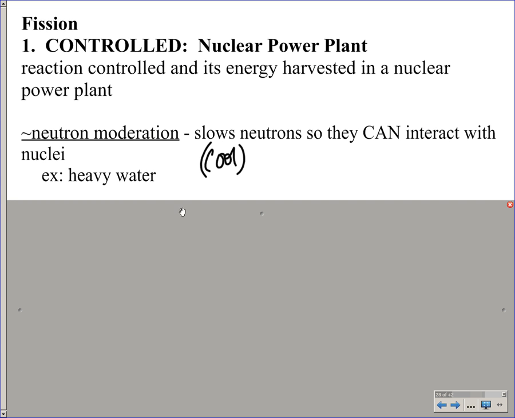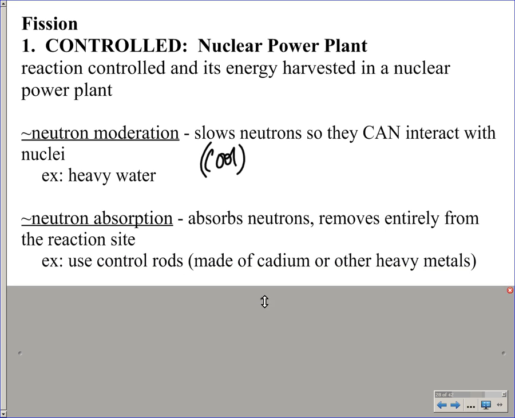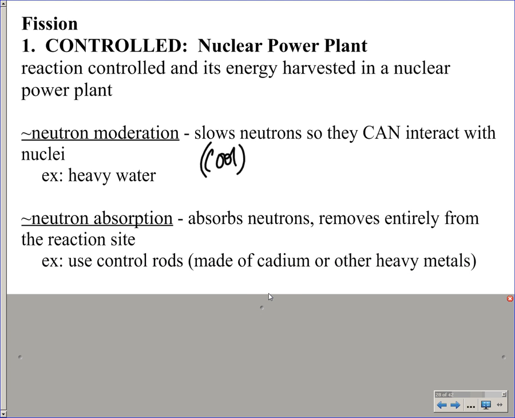So going back here, heavy water is one of the most commonly used isotopes to help with neutron moderation so that you can cause a reaction to occur. Another way to control fission reactions in a nuclear power plant is through neutron absorption. So you have this fission reaction occurring, and then whenever you produce these neutrons, you want to absorb those neutrons and remove them entirely from the reaction site, also called the reaction vessel.